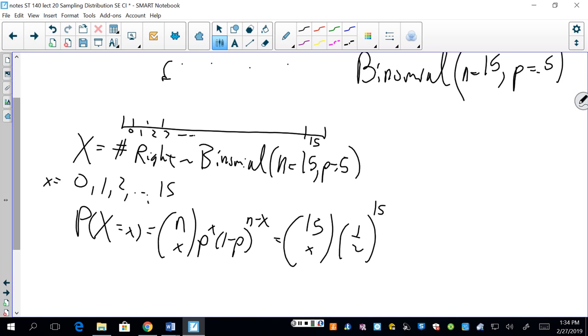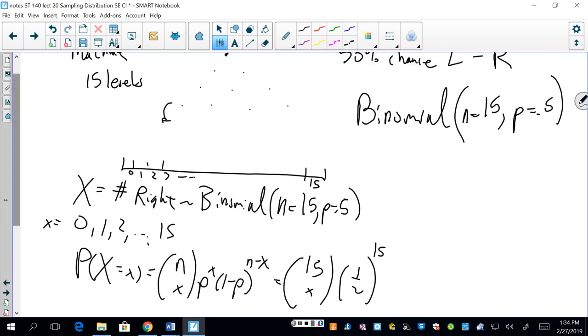But as you get larger sample sizes, more and more levels, it starts to look pretty continuous. There's a lot of possible values in here that can happen. And that shape actually starts to look like a bell-shaped curve. So what's the average? If you needed to approximate that distribution, we need to figure out the average and standard deviation, because the normal is based on average and standard deviation.